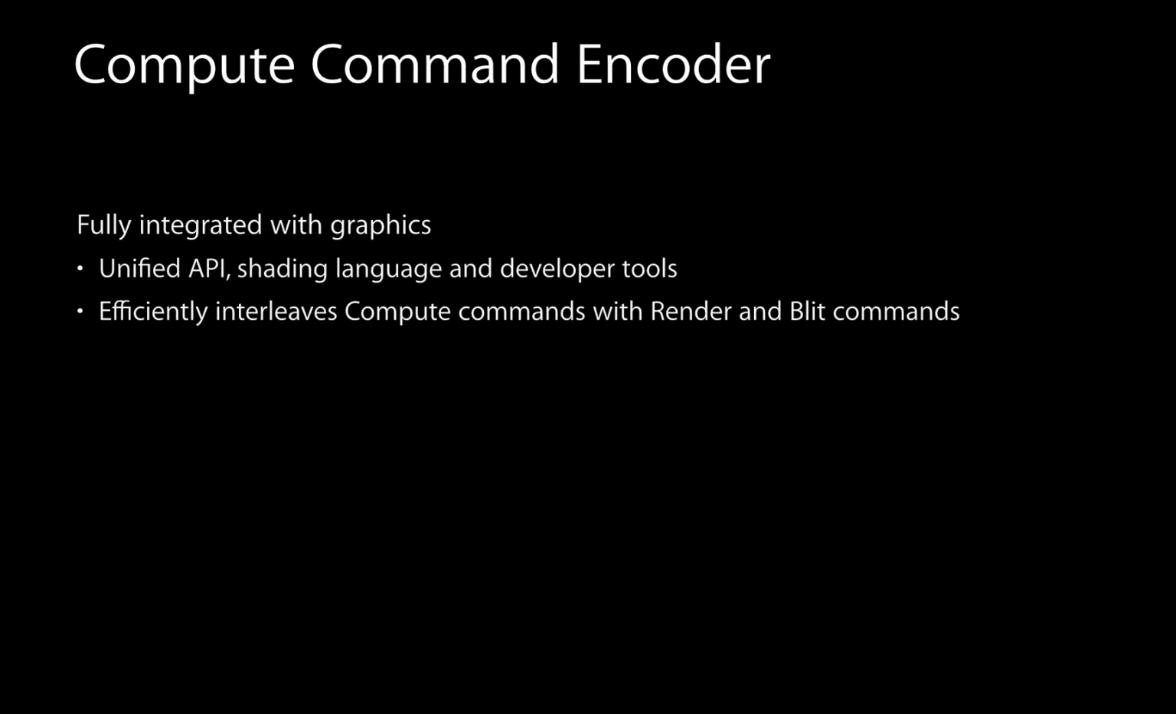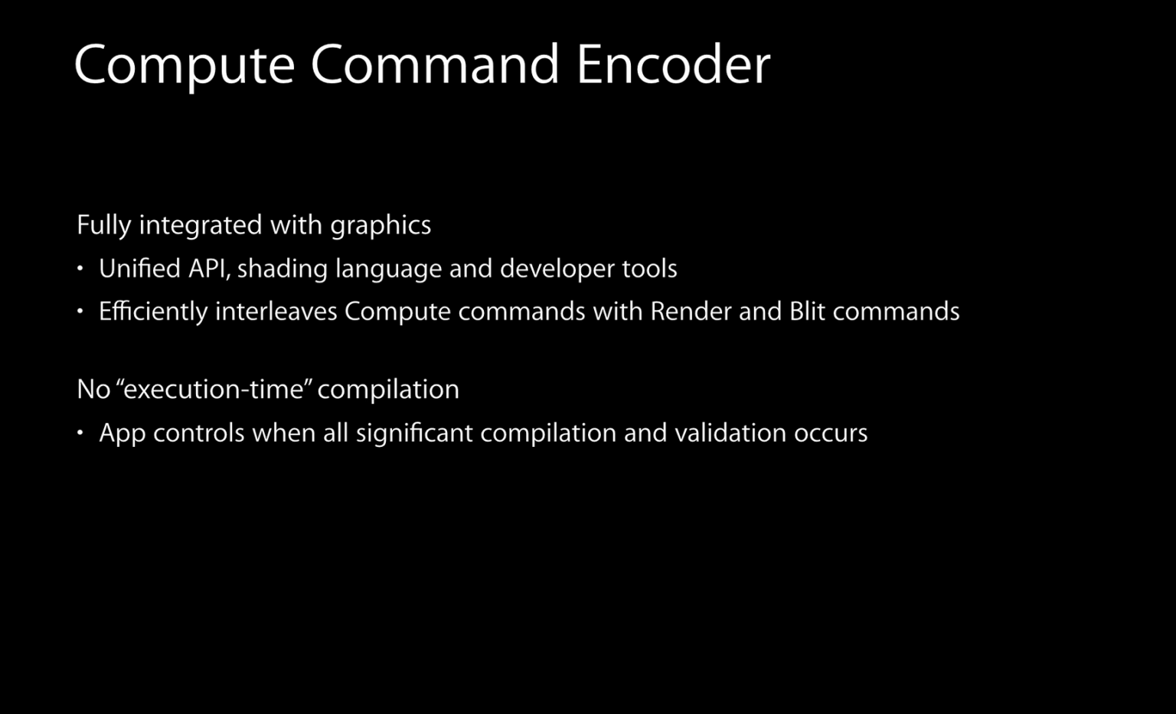Probably more important to realize with Metal is that the compute operations are fully integrated with graphics. This means you get a unified API, a single shading language, and a single set of fantastic developer tools for both graphics and compute operations on the GPU. And probably more important for performance, we can efficiently interleave these operations between compute, rendering, and data copy operations in Blits. Similarly to graphics, there's no execution time compilation with the compute operations. You control exactly when these expensive compilation activities will occur.